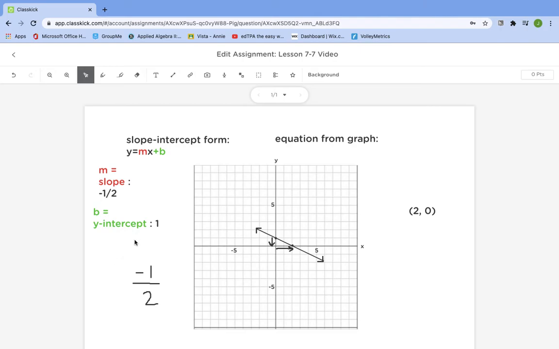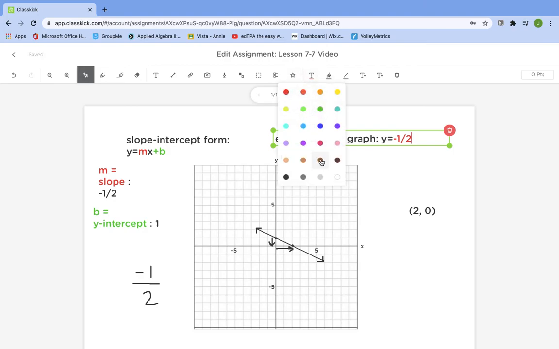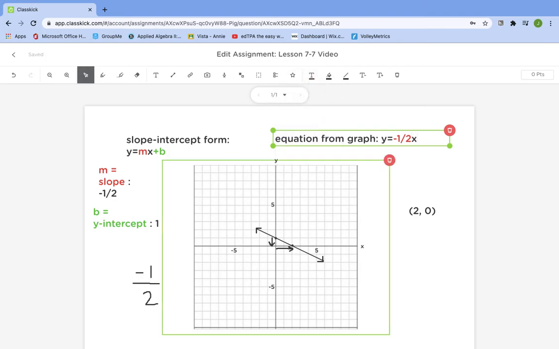So now we found our y-intercept and our slope. We have our m and our b for the slope-intercept form of the equation we need to find. Over here, let's write our equation. Notice how in slope-intercept form, we keep our y and our x. So we have y equals our m, which we found is negative 1/2, times x, right? Our x is a variable. And now we have our b, which is a positive 1.